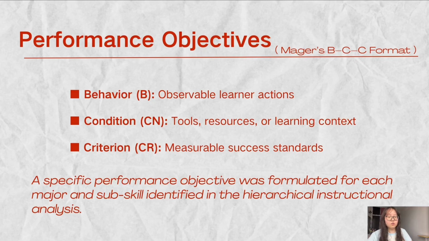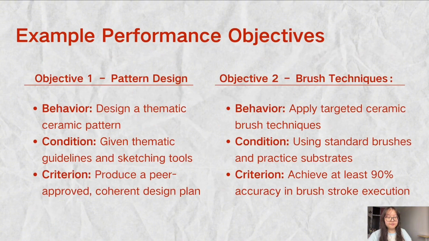Behavior refers to what learners are expected to do. Condition specifies the tools or learning context provided, and criteria defines how performance success is measured. Using this structure helps ensure that all objectives are clear and measurable.